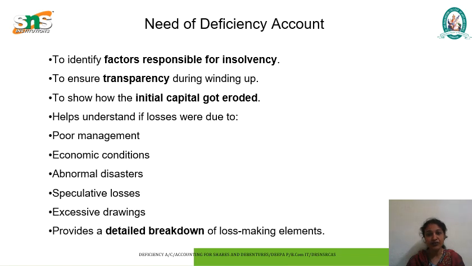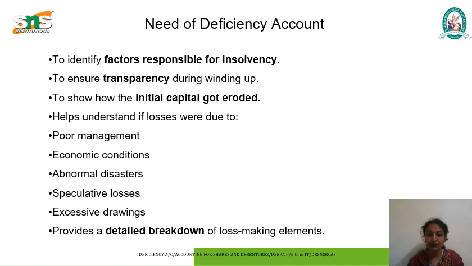Next, need for deficiency account. The main need is to identify the factors responsible for the insolvency and to ensure transparency during winding up, and to show how the initial capital invested by the investors got spoiled. It helps to understand the losses that arose and the reasons for the losses.